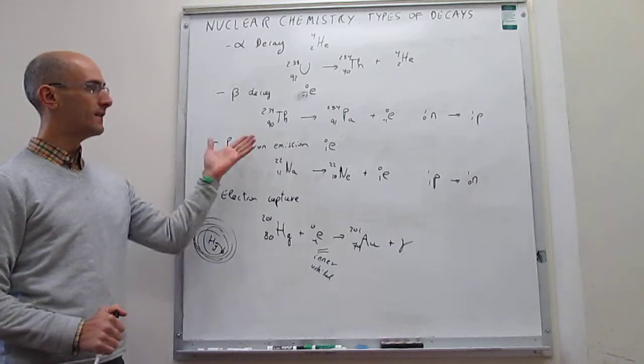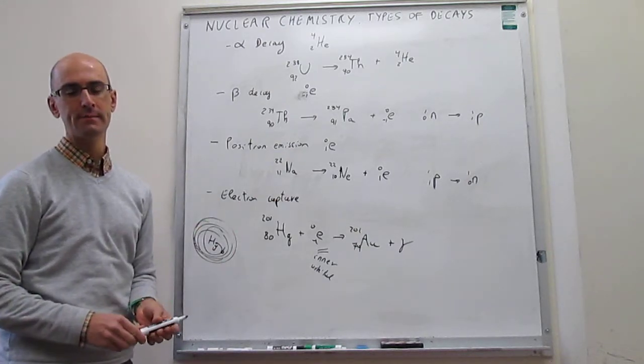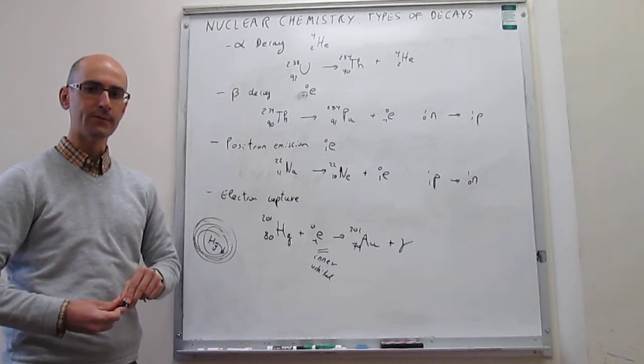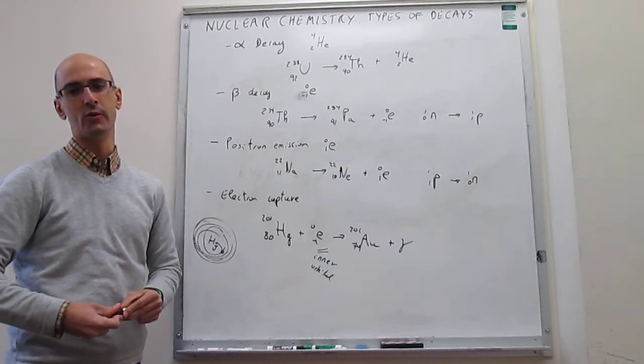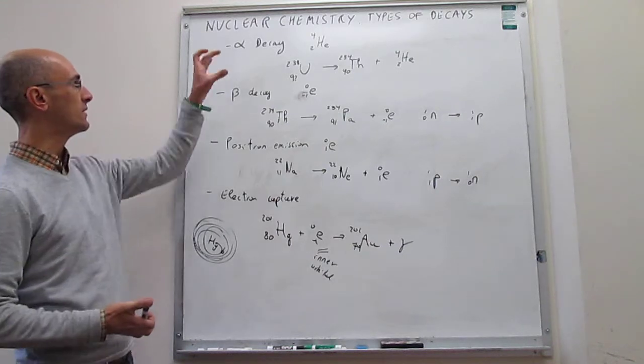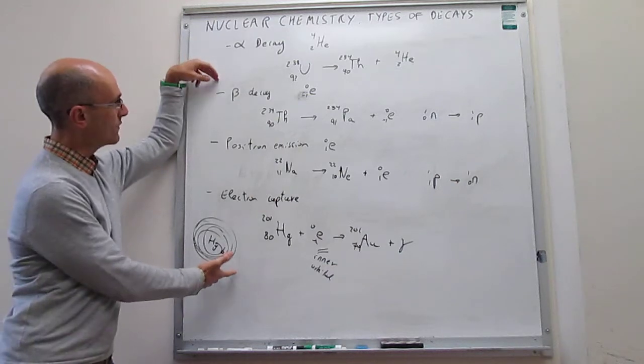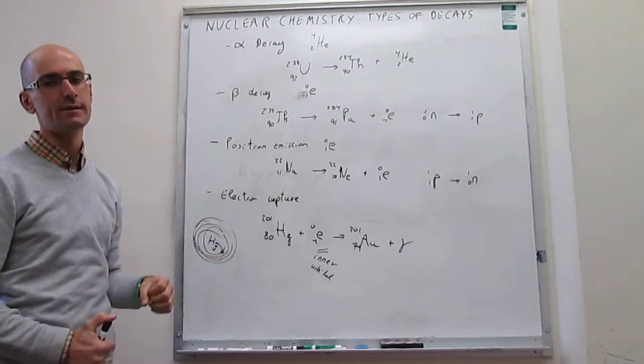All right, so these are the 4 types of decays that are most common, the ones that we're going to be studying here in nuclear chemistry. And again, we can separate them into the process in which the mass number changes, and these other 3 processes in which the mass number doesn't change.